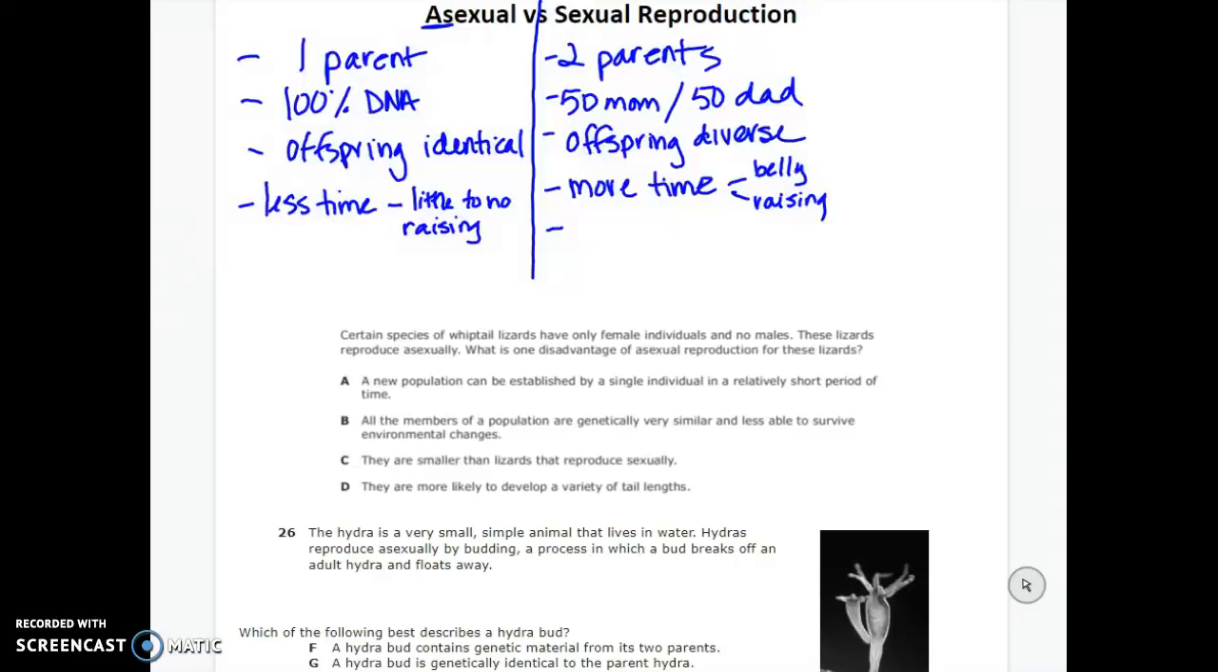Versus sexual reproduction. We, as humans, reproduce sexually. Most animals reproduce sexually. What that means is that we have two parents. 50% of the DNA is going to come from mom and 50% from dad. What that does is that it gives diverse, meaning different, offspring. I like to think about a litter of cats. If you've ever had a litter of cats, you will probably notice that most cats are very different. There'll be some black and white ones, some totally white ones, some totally black ones, maybe a gray one or an orange one. So different, they're very, very different.